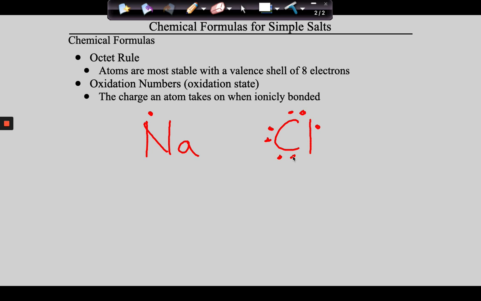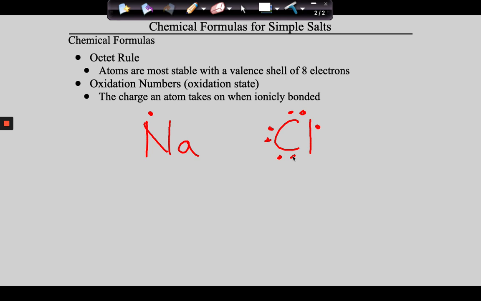So guys, let's make sure you're clear. What's sodium going to do? Is it going to give away 1 or gain 7 in order to get 8? Give away 1 or gain 7? Well, let's look. Sodium's on the left, right? So if sodium's on the left, is it big or small? Big, weak or strong? Weak. So what does it want to do with electrons? Give them away. So guys, sodium's going to give away an electron.